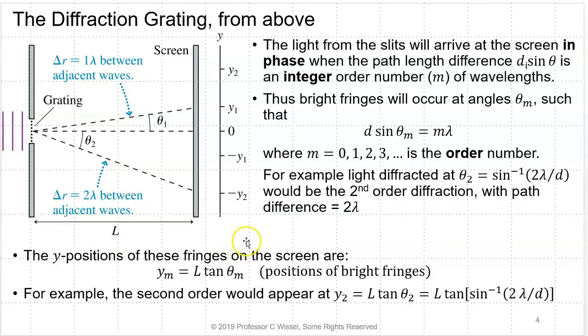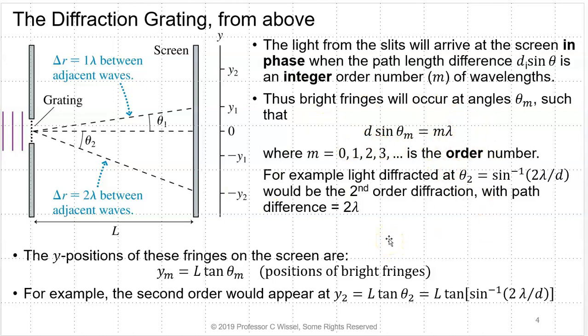The light from the slits will arrive on the screen in phase when the path length difference, d sine theta, is an integer number of wavelengths. And we call that integer the order number. Thus, bright fringes will occur at angles theta m such that d sine theta m equals m lambda, where m is an integer, and it's called the order number. So there will be a bright fringe at the central location, and then there will be y1 on either side. These are the bright fringes, okay, and they'll occur at this situation.